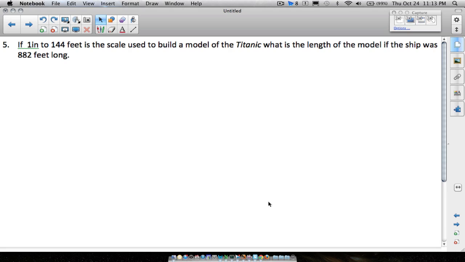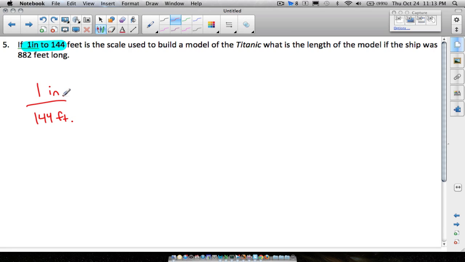All right, so on to question number 5. If 1 inch to 144 feet, oh, that looks like a rate to me. 1 inch to 144 feet. This is the scale used to build a model of the Titanic. So if this is the scale, what is the length of the model if the ship was 882 feet long? Let's make sure we put that 882 feet down here. This represents the actual size.